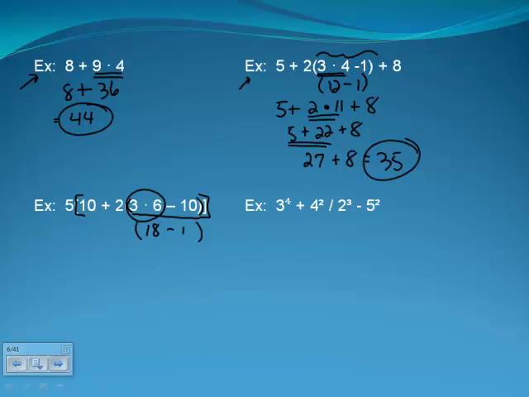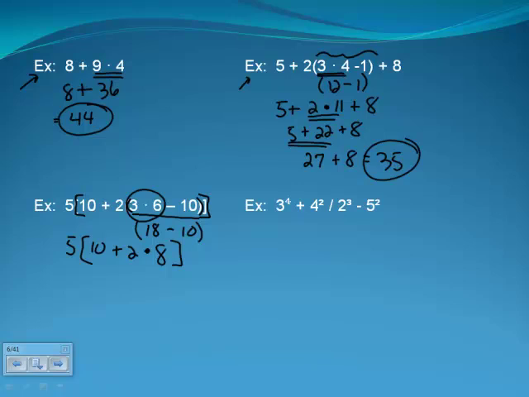Then still, sticking with that same parenthesis, you completely finish that parenthesis work before you work outside that group. 18 minus 10 is 8. So now, if we rewrite the problem, we have 5 times the bracket group, 10 plus 2. That 2 is being multiplied to the group of what we just simplified, so it'll be 2 times 8. And then we haven't finished the outer bracket yet, although we did finish that inner parenthesis.